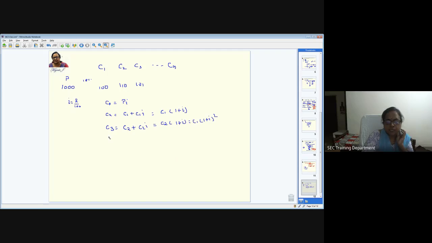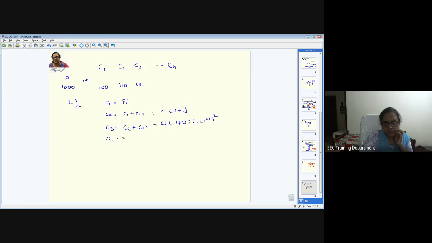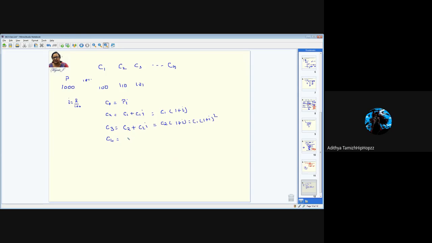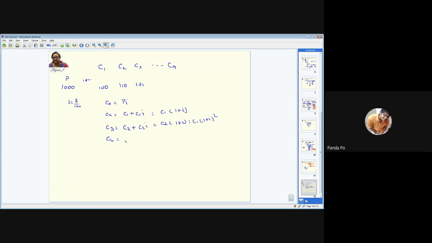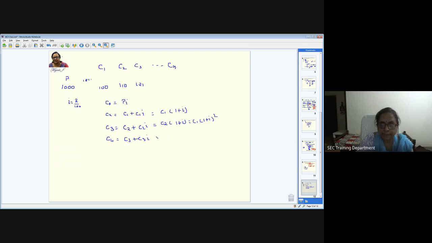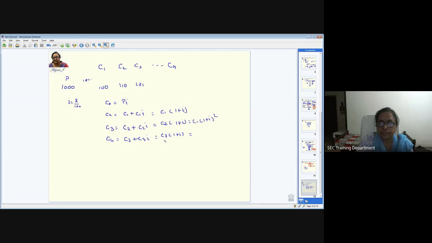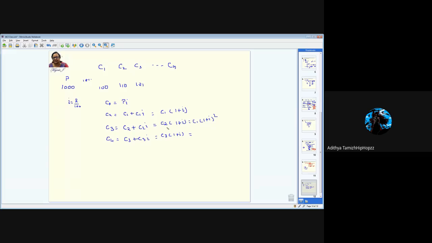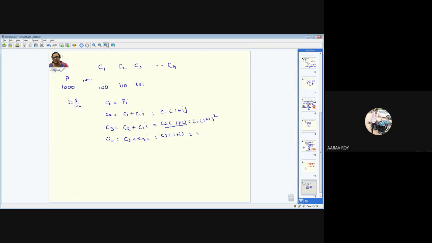Similarly, how can you tell me for C4? One of you tell me. Sanjay, Dinesh, Arya, Harini. C3 plus C3I. Yeah. So you first take C3I, and then it is C3 into 1 plus I. And what is C3? C1 into 1 plus I, the whole square. I can write C3 is equal to this also, right? So I can write it in that form.